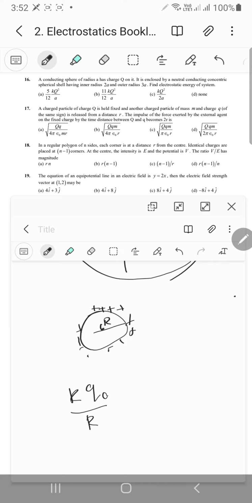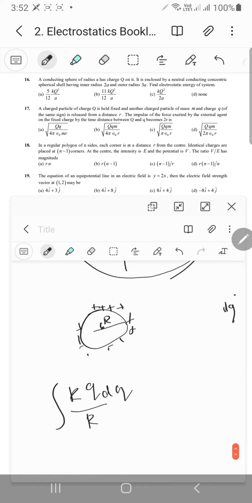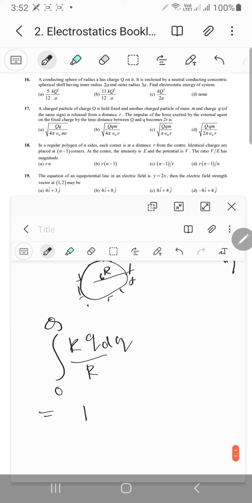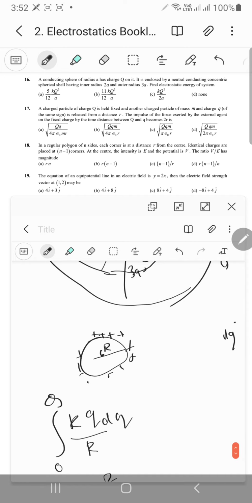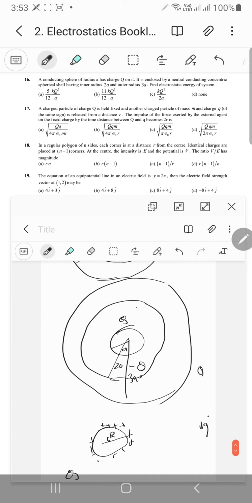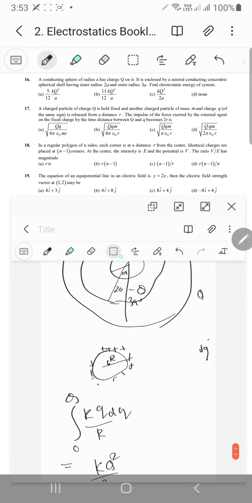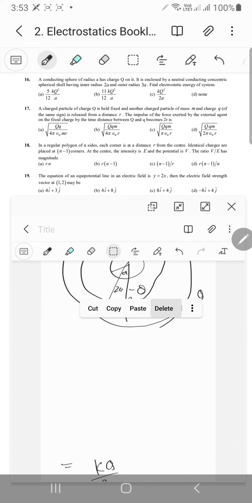Well, kq dq, because this has a charge dq, then this will be this thing. And we just need to integrate this small work from q equals 0. r is a constant, so from q equals 0 to q equals capital Q. So this is just going to be kq squared upon r. That is going to be the self energy of the sphere. We have to do a lot of stuff on this one. Fine, so let's just start doing it.